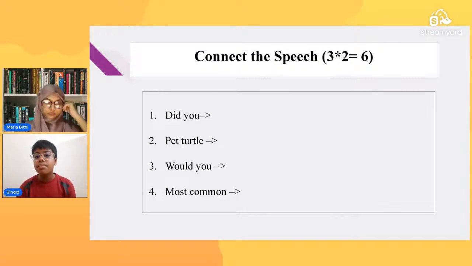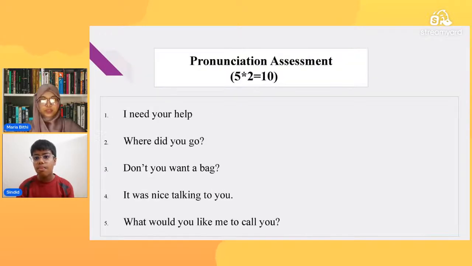And then, would you. This is the same as number one. When a word ends with a D and the next one starts with a U or Y, then it becomes a j sound, such as would you. That's all, miss.